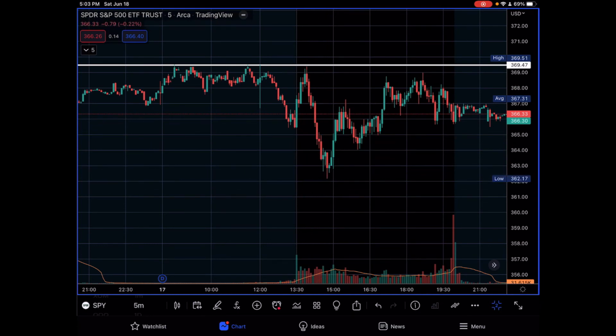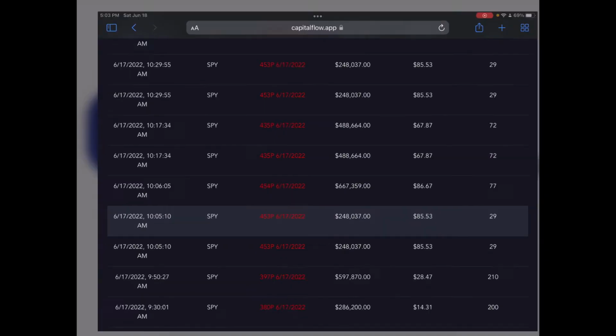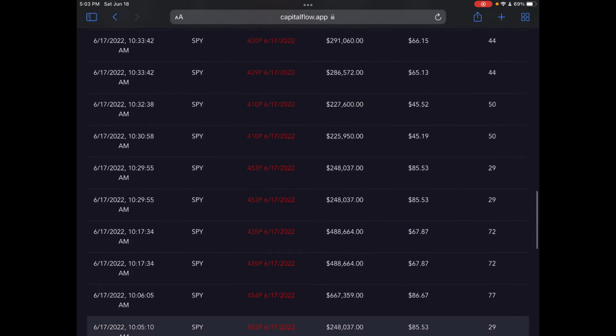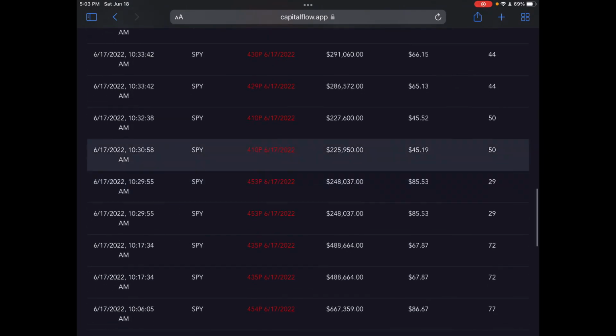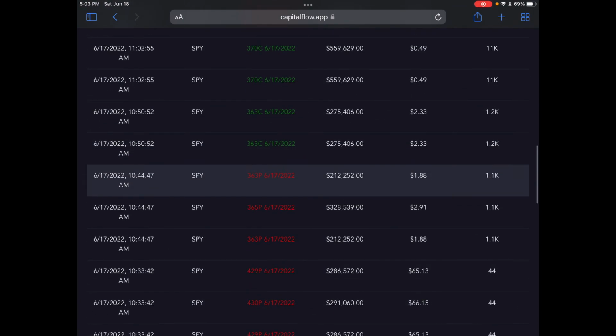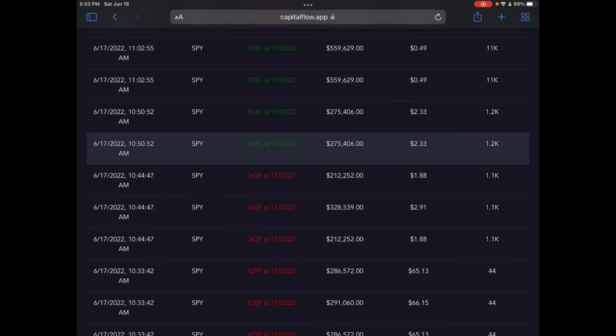So let's actually go back into Capital Flow and see real quick when they finally started buying calls. So you can see it was nothing but puts. 10:30, we're still getting a couple 100,000 worth of puts. 10:40, still puts. So the first call order doesn't actually come in until 10:50. Before that, it was all puts while the market was dropping. And when we get this call order, we see it's for $275,000. So this one came in at 10:50.